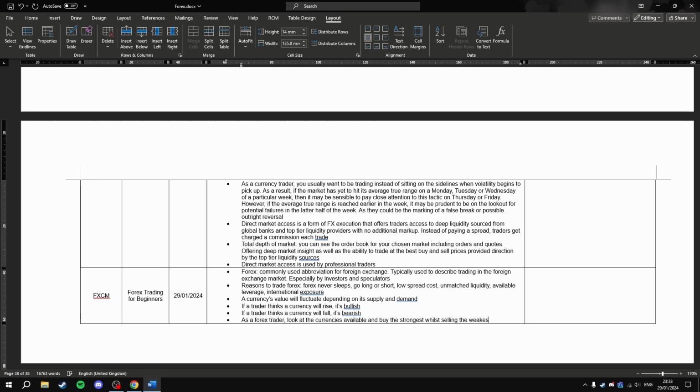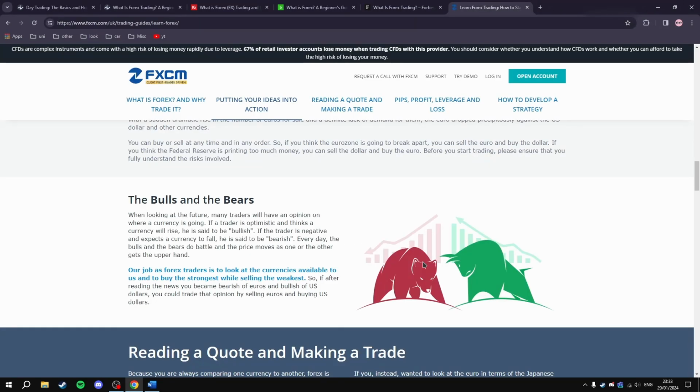So if after reading the news you become bearish on euros and bullish on US dollars, you could trade that opinion by selling euros and buying US dollars. So always buy the strongest currency.